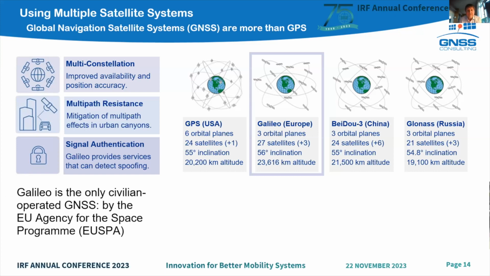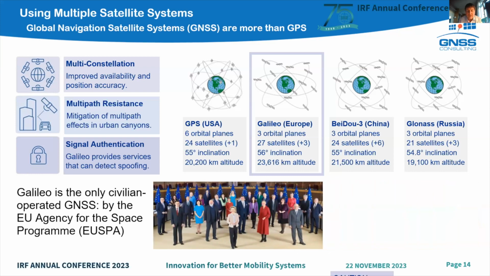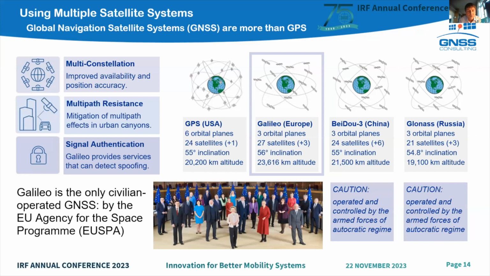So the European Galileo system is not only the most robust and has all these other effects, but is the only civilian-operated GNSS in the world. And a word of caution, the other two on the right, Beidou and GLONASS, are controlled by the armed forces of autocratic regimes, and they may have different interests in mind than making sure we have accurate signals. So one should use caution when using those positioning systems as well.